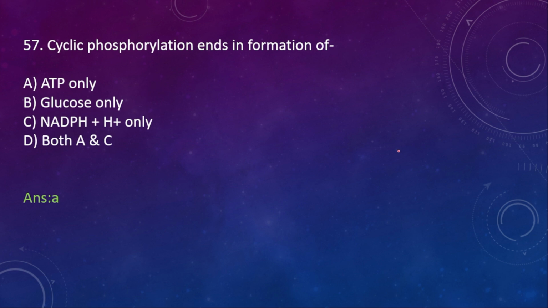Let me show you. So in cyclic, what happens? There will be only involvement of PS1. The electron is going to be excited. The excited electron is transferred to the electron transport system. Just imagine this is the electron transport system. Again that electron is moving back to the site. That's why it is called cyclic. The excited electron is again moving back to the same area. During that, what happens? Only production of ATP will be there.